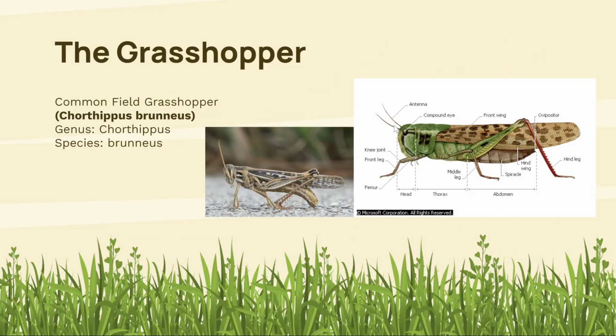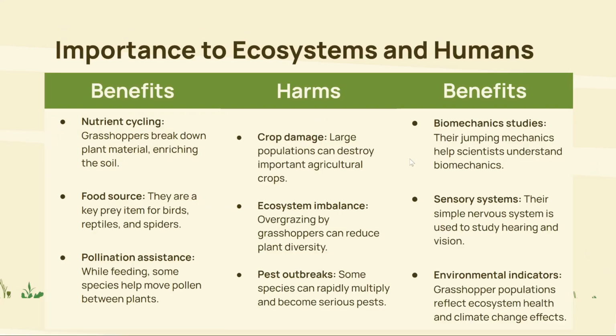The common field grasshopper, for example, is known as the Chorthippus brunneus, which is Latin, and it's the scientific name for that species of grasshopper because the genus is Chorthippus and the species is brunneus, which is Latin for brown. And then you have the diagram for it with the labeled components.